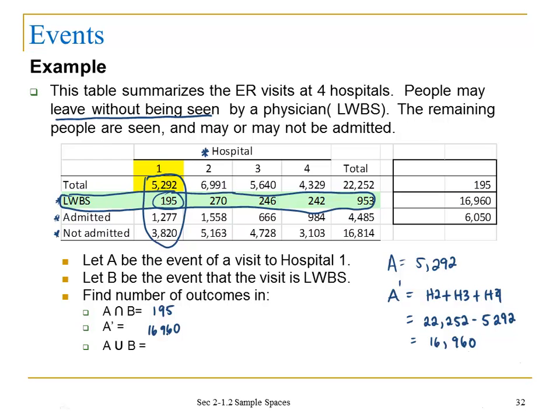Okay, part C, the union of A and B. Anyone? If you can get that one, I'll give you a point. That's very difficult. You need to show me how to get that number. Sum of the rows of the leave without being seen added to the hospital visits. So you're summing this number.